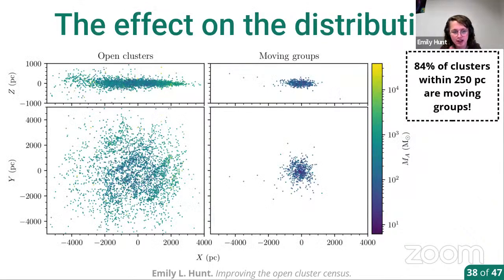So one of the first things I did was to look at the distribution of clusters in the catalogue if we now separate them into these two groups, and it looks much, much more like what we would expect. If you remember back a few slides ago, there was this kind of really big overdensity near to the sun, where we seem to have found a lot of new clusters. Actually, we're able to show now that the vast majority of these are moving groups. In fact, 84% of the clusters within 250 parsecs seem to be moving groups in our original published catalogue. And we're now actually able to classify that properly, which is really, really cool.